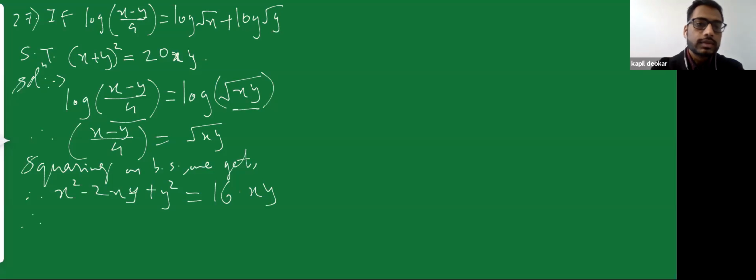Okay, so now in my show that, what I have over here is x plus y the whole square, not x minus y the whole square. So I need to get x plus y the whole square. And what is the expansion of x plus y the whole square? X plus y the whole square is x square plus 2xy plus y square. So instead of having minus 2xy, I want plus 2xy.